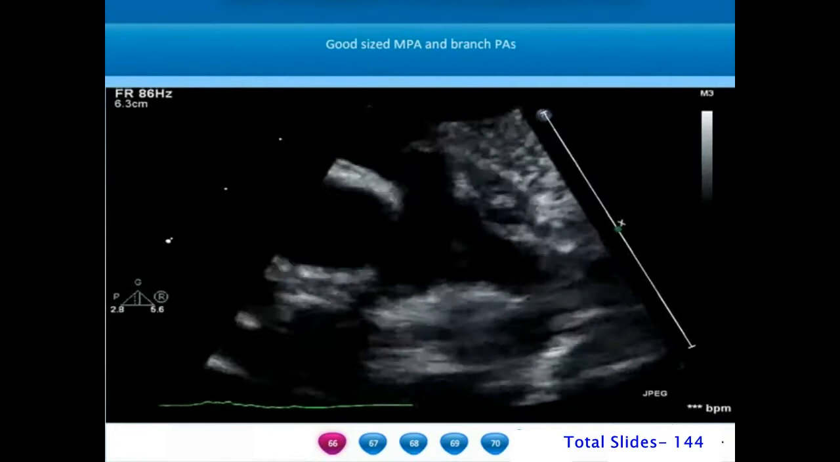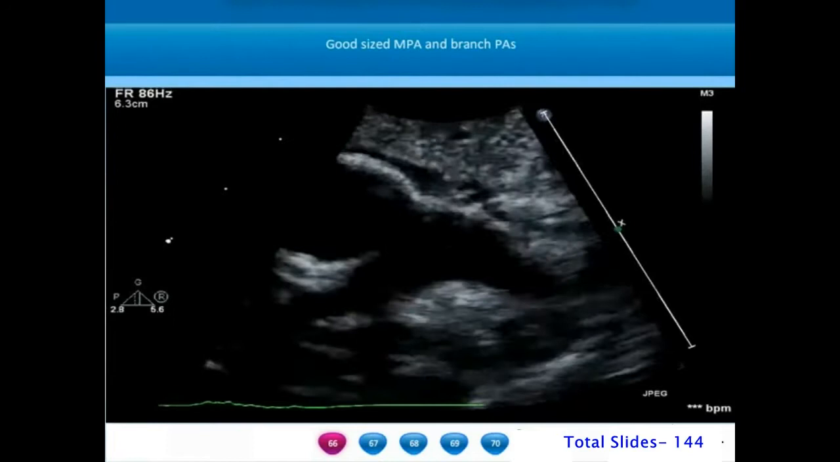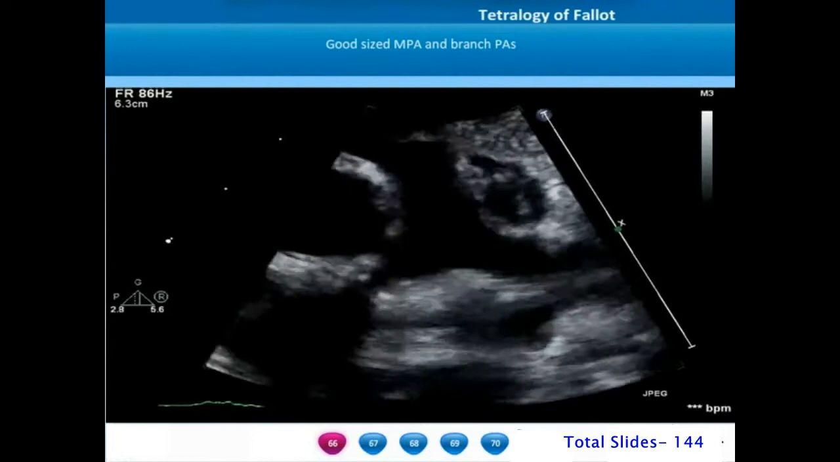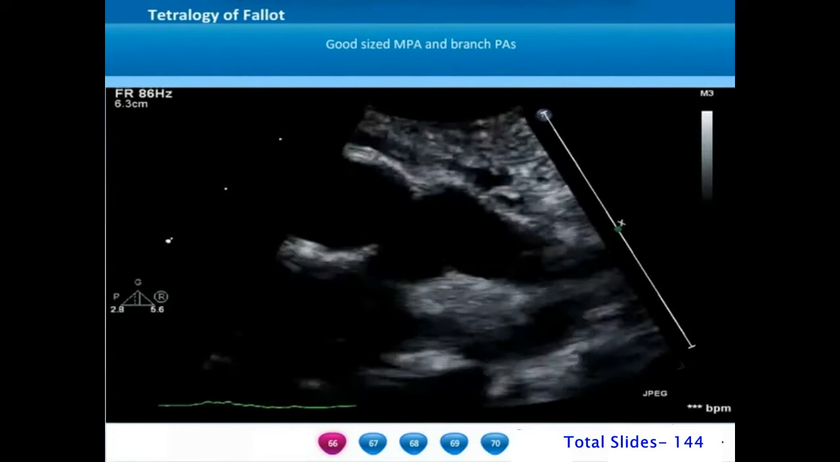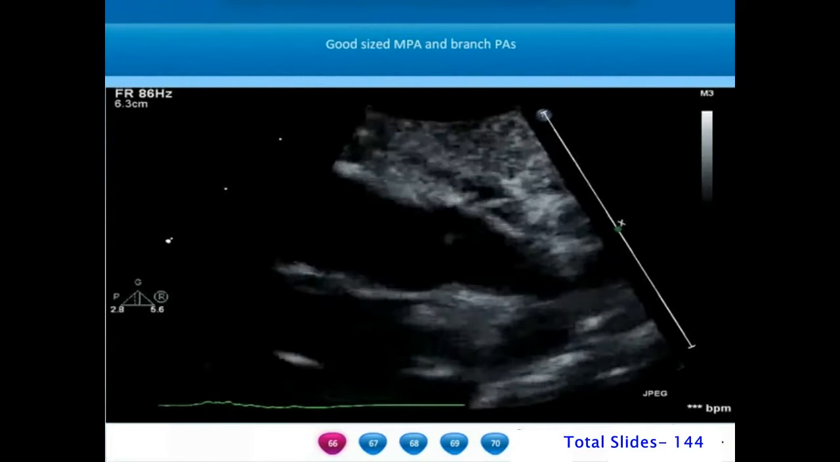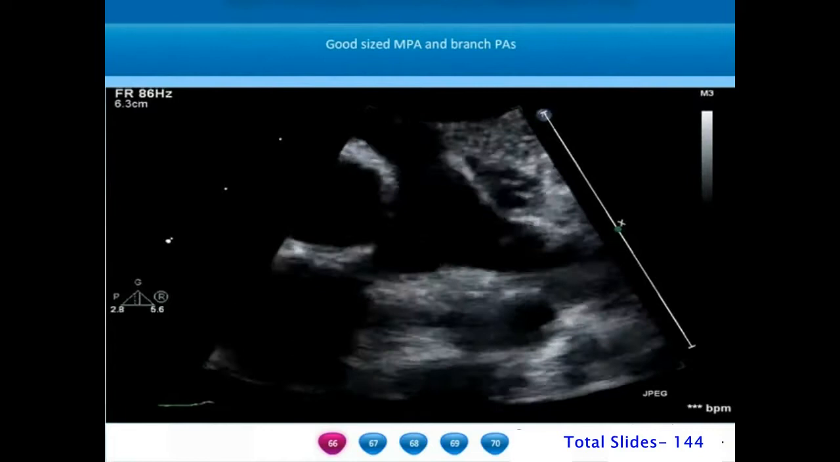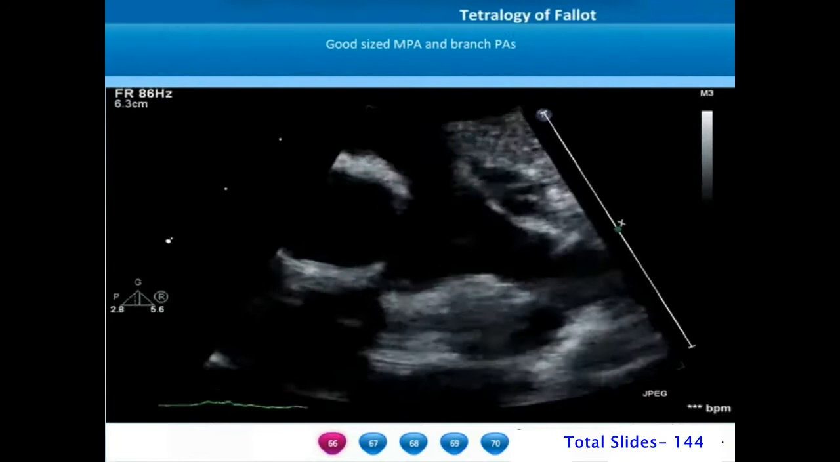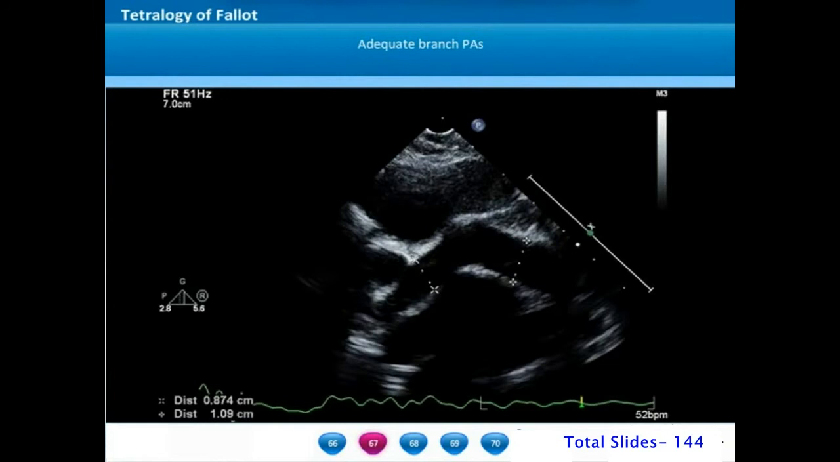If the McGoon index is close to 2, the pulmonary arteries are considered to be normal in size and the results of tetralogy of Fallot total correction will be very good. If the McGoon index is less than 1, it means the pulmonary arteries are extremely hypoplastic and the results of tetralogy of Fallot total correction will be suboptimal. The mediastinal pulmonary arteries are measured on the parasternal short axis view, midway between the origin and the hilar bifurcation.